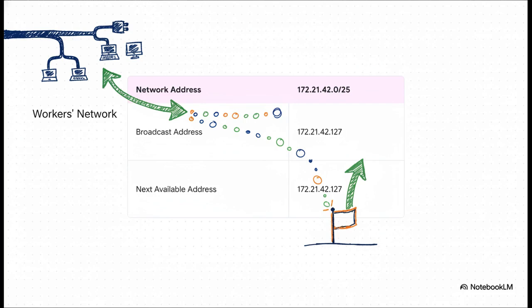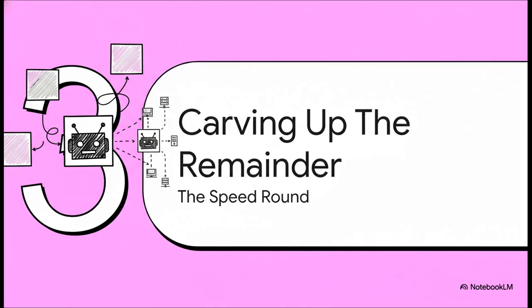It's 172.21.42.128. That's not just a random number. That is the starting line for our next subnet. Okay, 1 down, 3 to go.